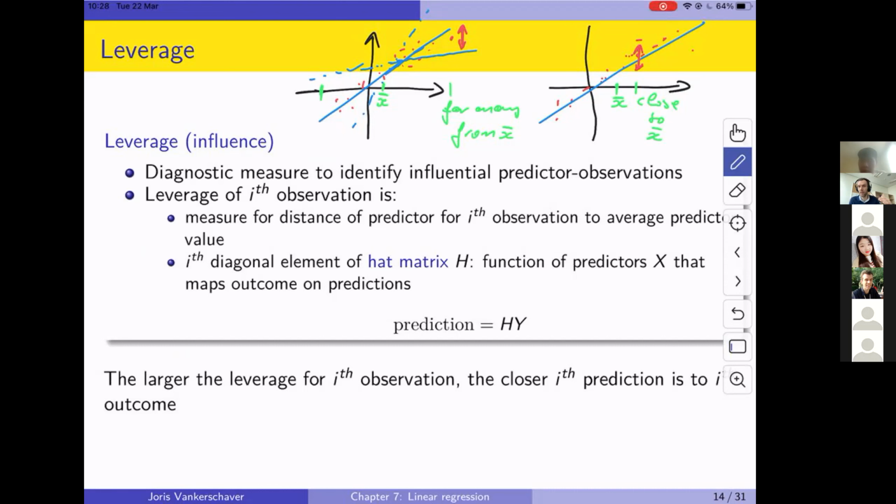The line will change a little bit, but not as much as if I took a point that's on the outside, that's far away from the mean. And so what this hints at is that points that are very far away from the mean X value have high leverage, and points that are close to the mean have low leverage.